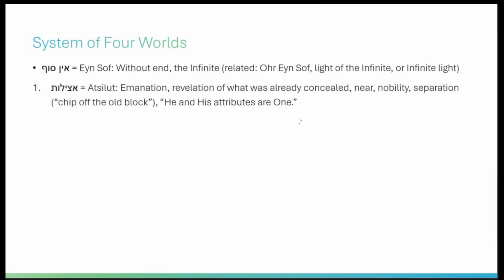And then the first world is the world called Atzilut. Atzilut is usually translated as emanation. The concept of emanation is that it's a revelation of what was already concealed, meaning that it is not something new. So the next world is going to be creation. Creation means creating something new, creating something that didn't exist beforehand. Atzilut is not a new creation. It's just revealing that which is already there before.